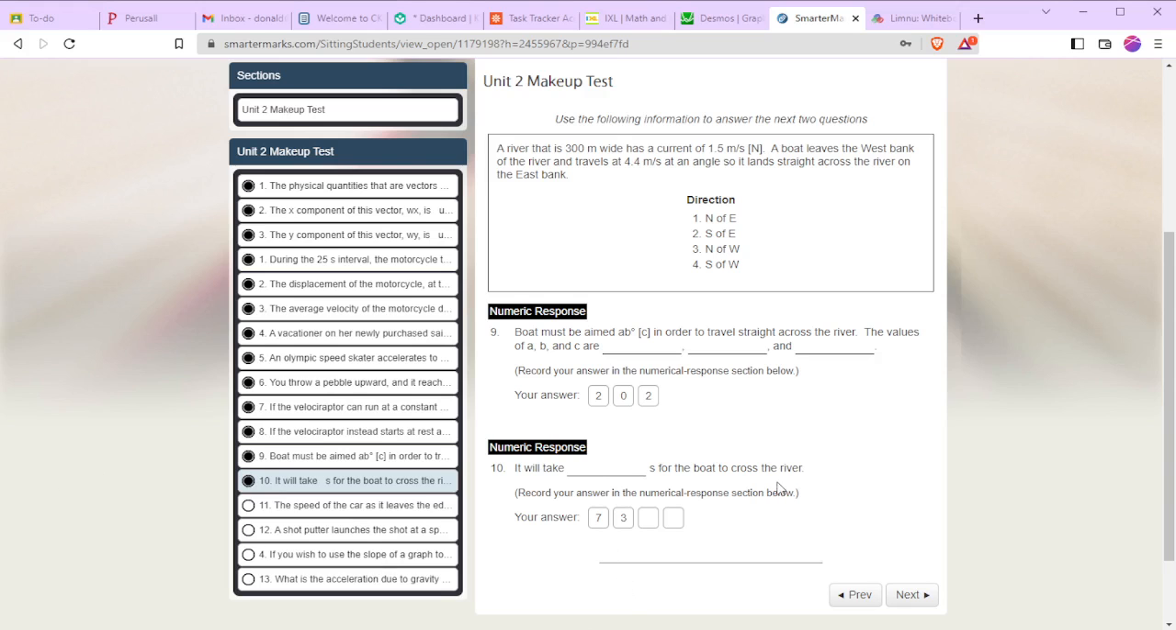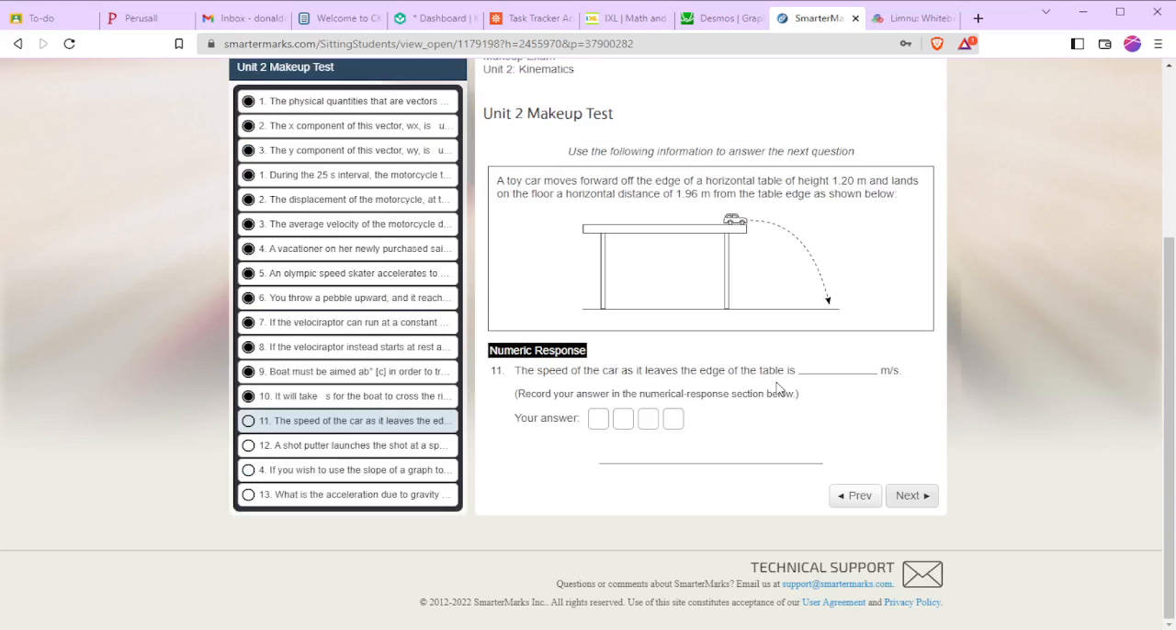So, going on to number 11. A toy car moves forward off the edge of a horizontal table of a height of 1.2 meters and lands on the floor a horizontal distance of 1.96 meters from the edge of the table. What's the speed of the car as it hits the edge? So for this, we have to connect things through time.